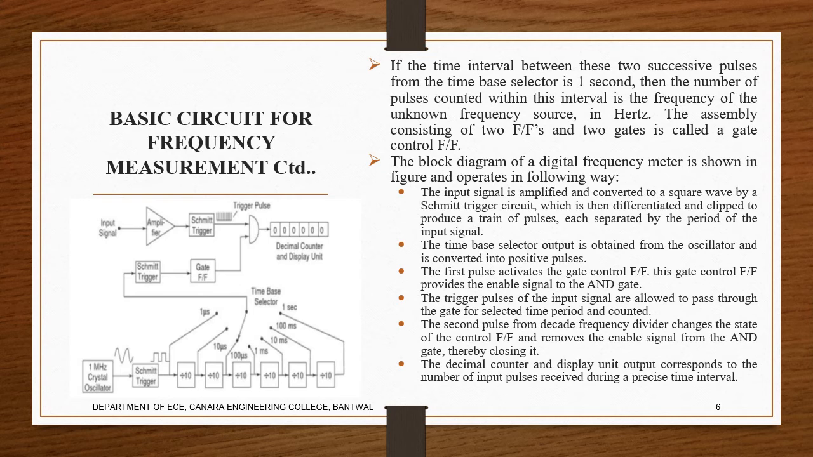From the unknown frequency source, data will regularly be coming to the amplifier, Schmitt trigger and so on, and it is provided to the gate as triggered pulses. But we need to enable that main gate using the time-base selector signal generated by the 1 megahertz crystal oscillator for a duration of time, selecting any of the different ranges. Understood this topic?